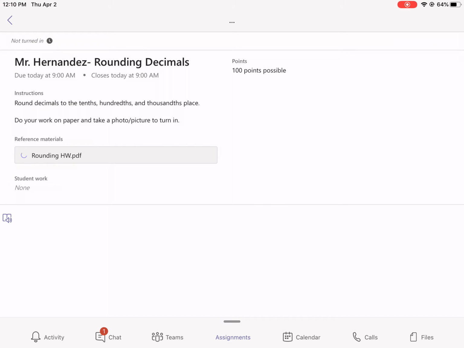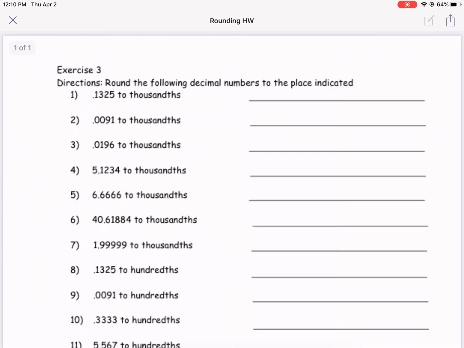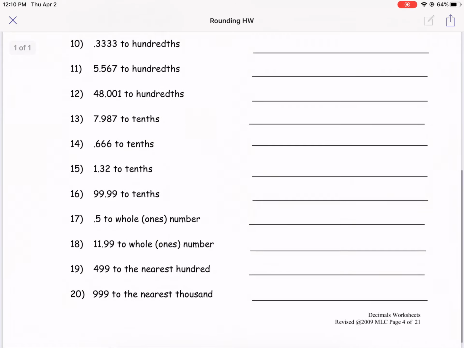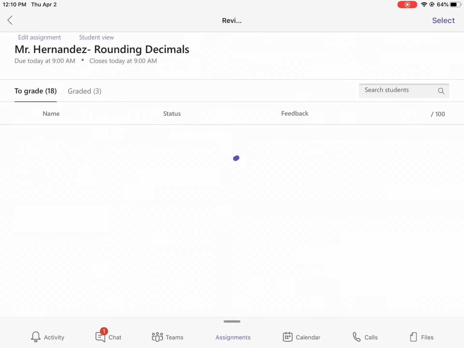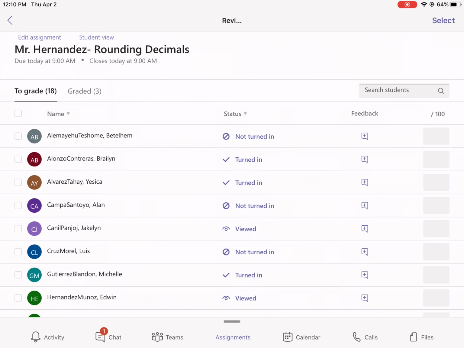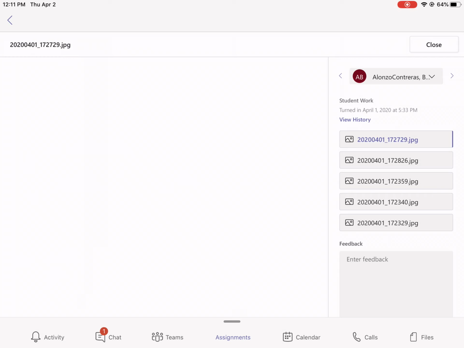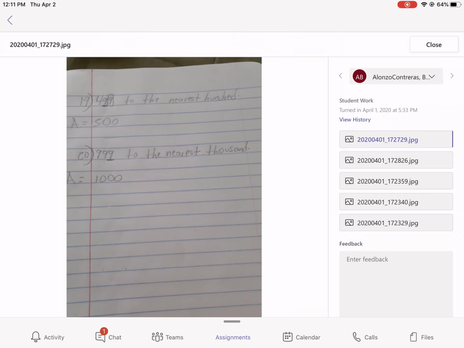This is how your homework looks like. Rounding homework. This is your homework. You're gonna copy this on a piece of paper. An example of somebody turning in homework. We have Braylon. He took a picture. Does everybody see that? He took 5 pictures. This is how I want you to turn it in.